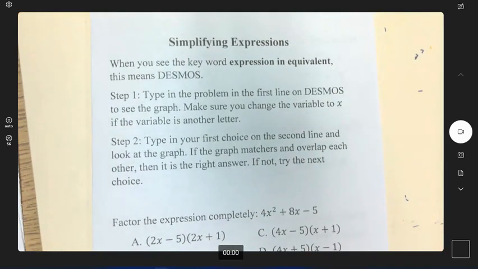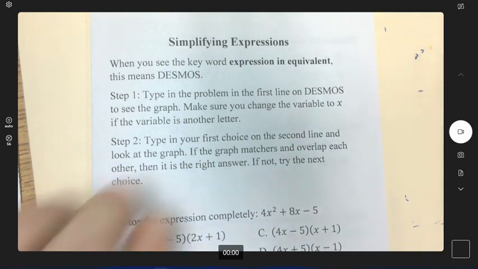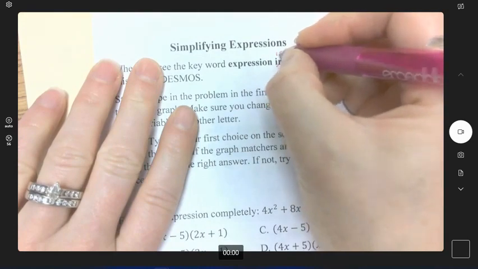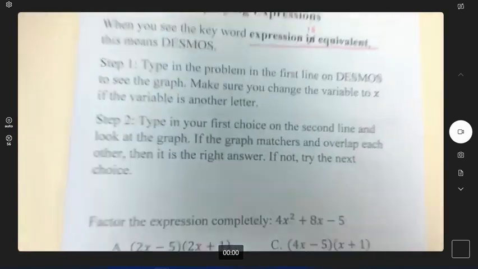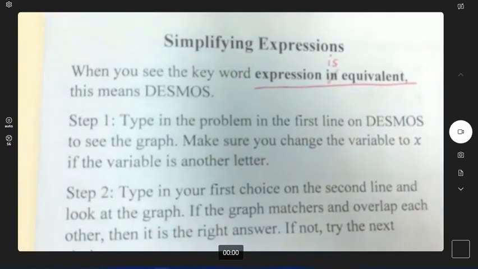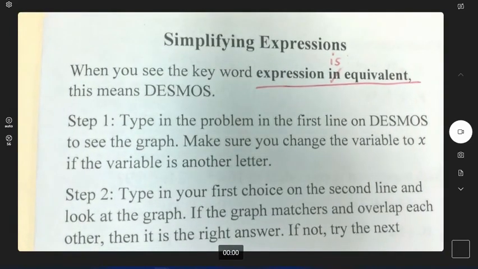We are going to look at simplifying expressions. When you see the keyword "expression is equivalent," that's what you're looking for. So remember, we have learned all of these skills and concepts, but now we're in test mode. So we're looking at ways to check our answer and also to use Desmos to find our answer.